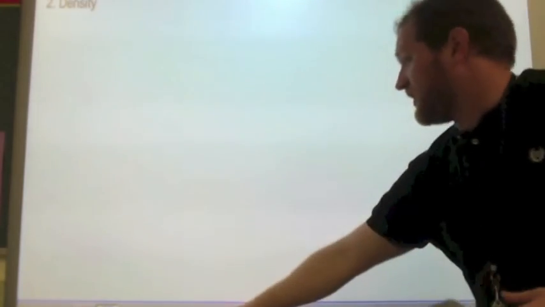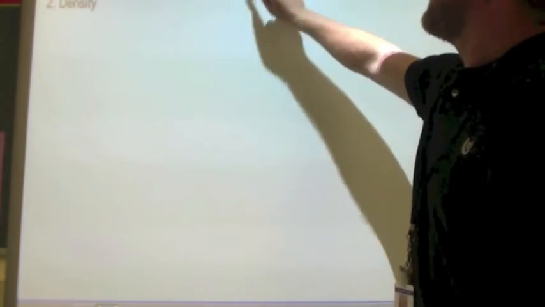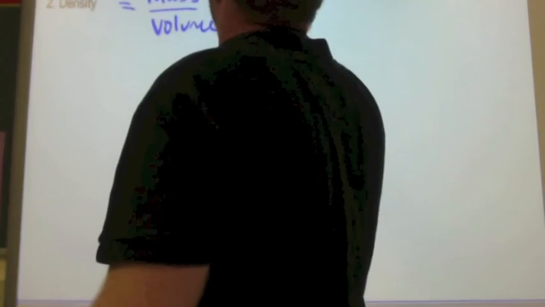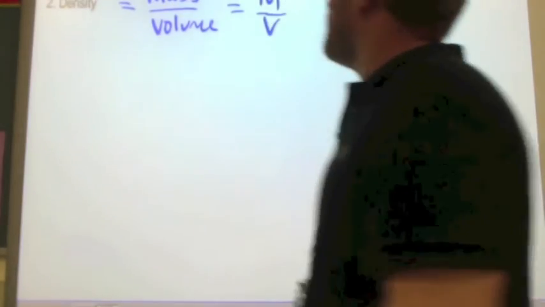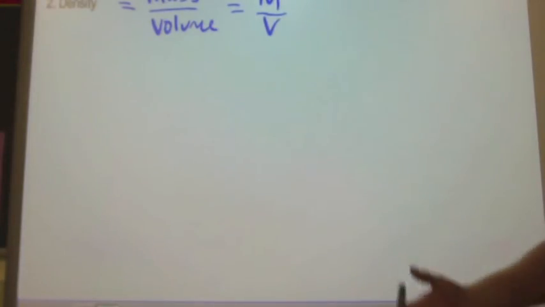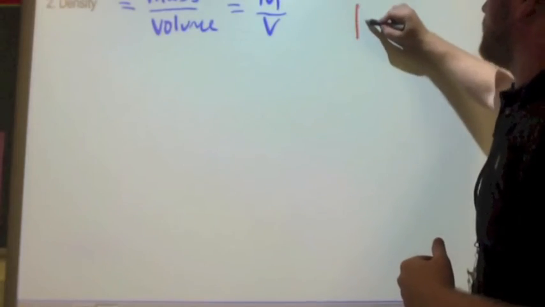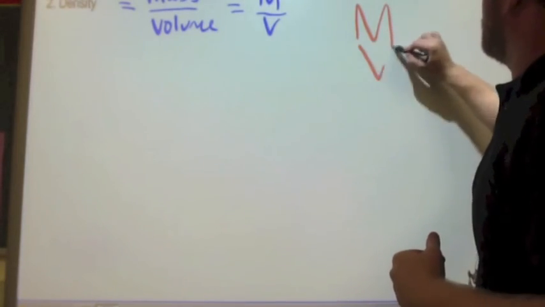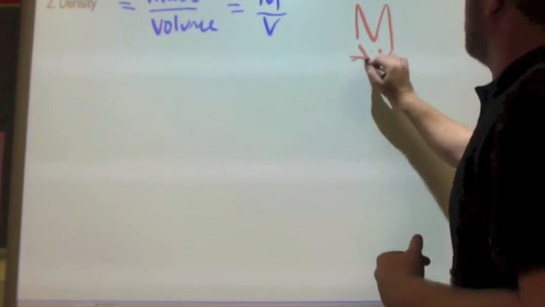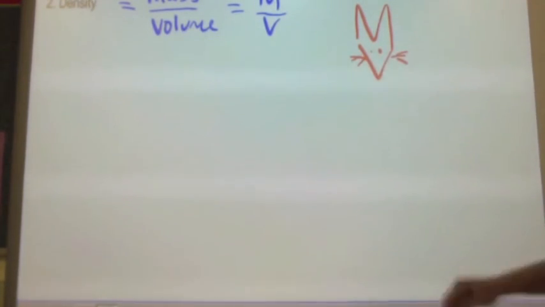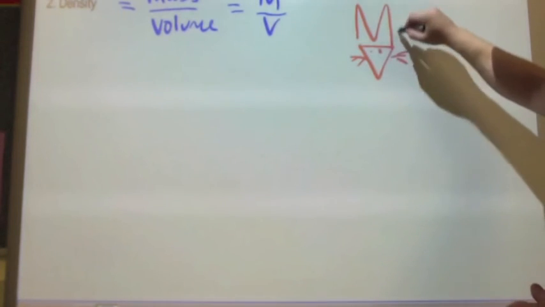Let's talk about density next. So first and foremost, density is mass over volume, or m over v. The way I like to memorize my density calculation is with the density fox, which looks like this. So there's the fox, and you can see it's m over v.